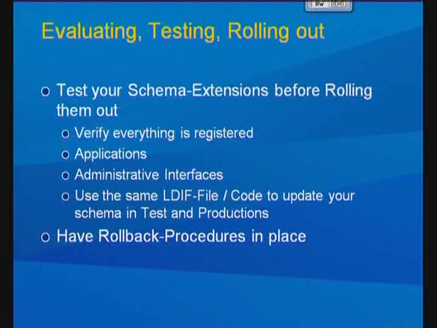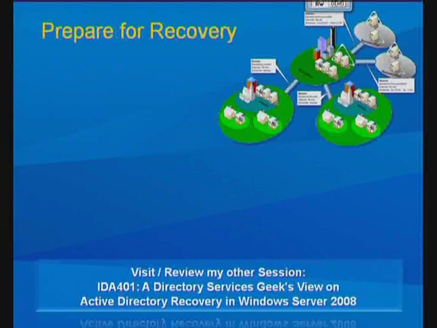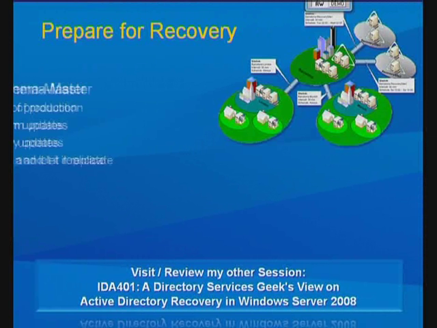And rollback procedures actually means that you have to prepare a forest recovery, because you can't roll back schema changes. You can't simply restore a domain controller from an older state and then mark those schema changes as authoritative. That's not possible. The only way to roll back a schema extension is to recover your forest to an older state of your Active Directory.